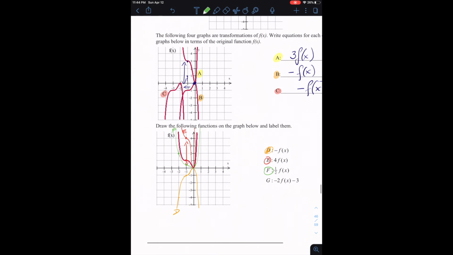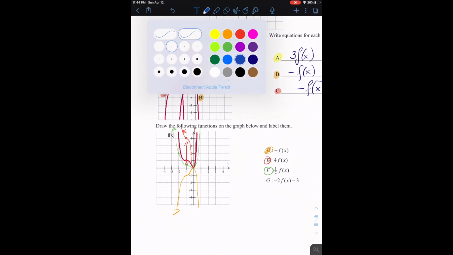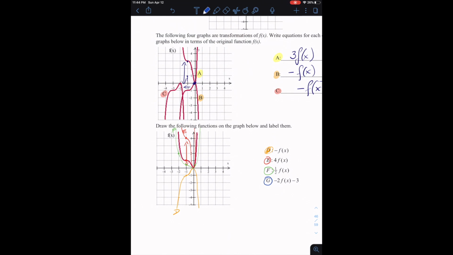And finally, G. Let's see, G. Oh my goodness. It's going to be negative. It's going to stretch the distances, the y-axis, by 2. And it's going to shift things down by 3. So it's going to be negative, just like D. That's going to be shifted down by 3. Down 3 points. And then instead of coming down to here, it's going to stretch every distance. Make it double. Okay, so that's going to be G.